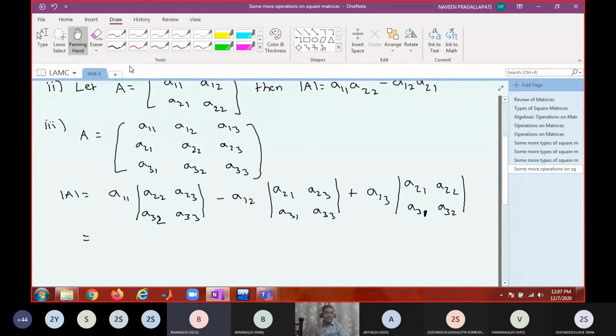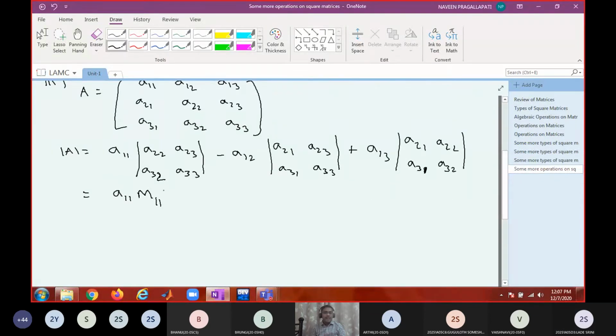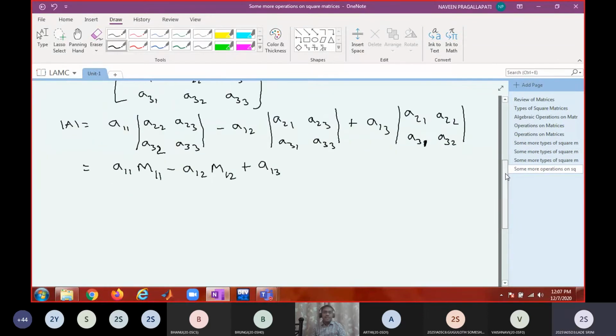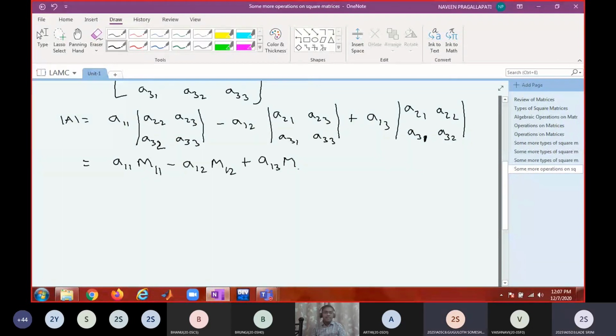Minor. So instead of writing all this expression, I can simply write it as A11 into, what is the minor of A11 notation? M11. Am I right? Yes. Minus A12 into, what is this determinant actually? Minor of A12, so this is M12, plus A13 into, what is the third? Minor of A13, M13.